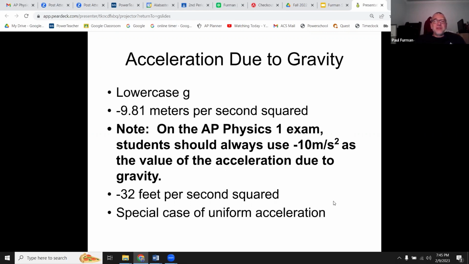This shows g as being 9.81 meters per second squared. AP always allows you to use 10 meters per second squared, or -10 because it's in the downward direction. And that makes the mental math just a whole lot easier. It's a whole lot easier to multiply and divide by 10 than it is by 9.8.